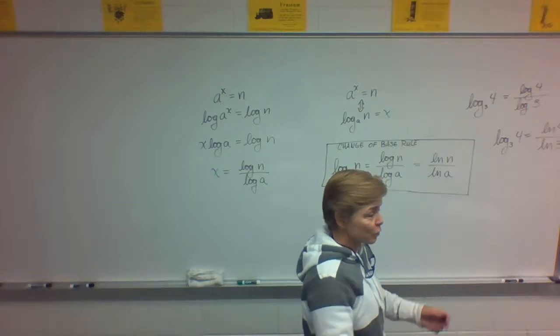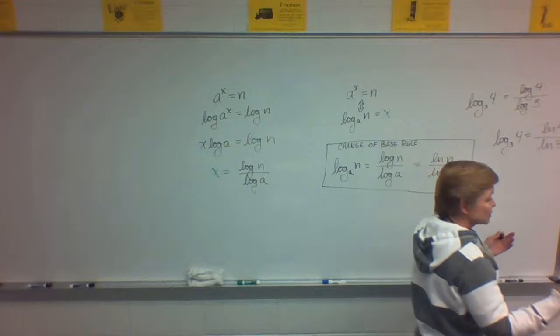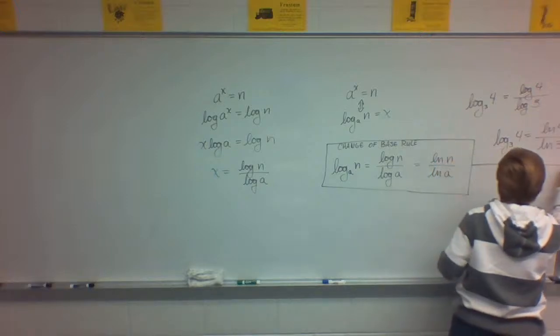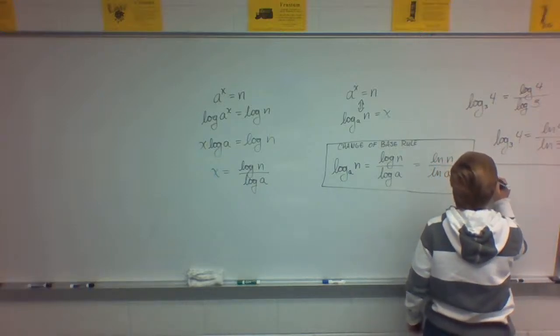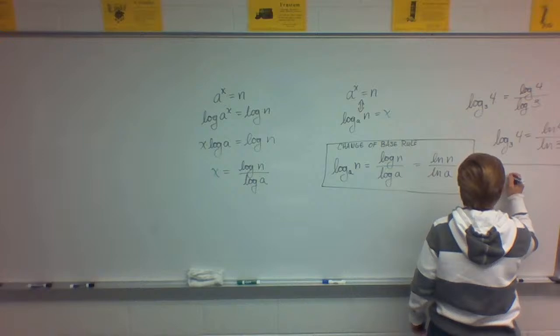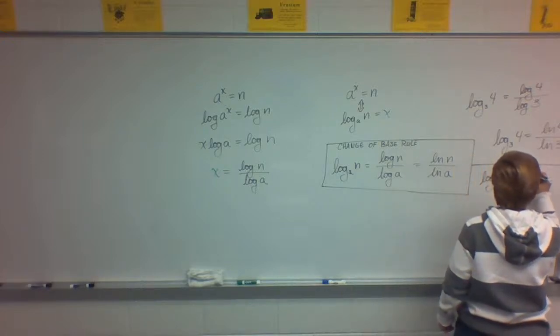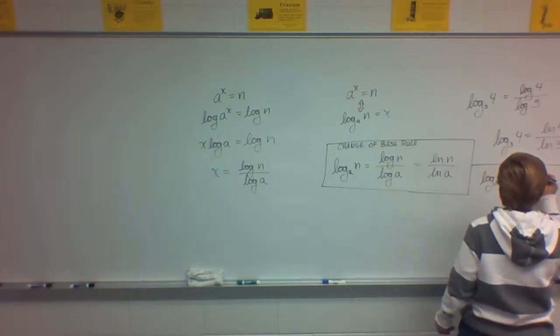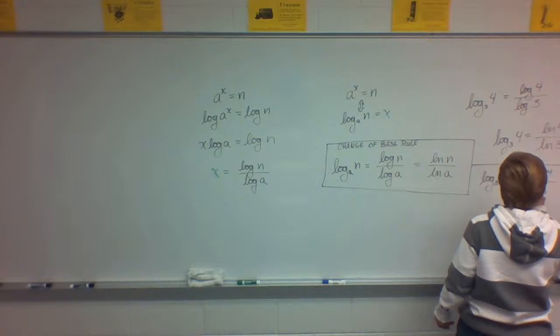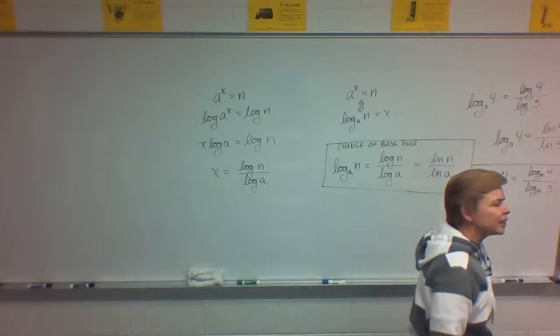As it turns out, if you had the keys, you could even do this. Now, don't write this down. If you had the log base 3 of 4 and you wanted to figure that out, you could do the log base 19 of 4 divided by the log base 19 of 3 if you had a base 19 key.